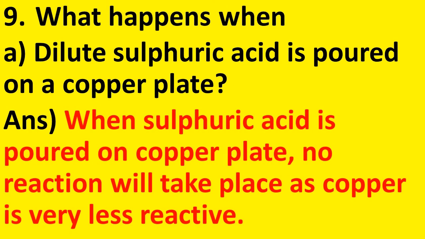Question number 9. What happens when dilute sulfuric acid is poured on a copper plate? Answer. When sulfuric acid is poured on copper plate, no reaction will take place as copper is very less reactive. So when dilute sulfuric acid is poured on a copper plate, we can't see any reaction. And what is the reason for that? Copper is very less reactive metal. It does not readily react with the acid.